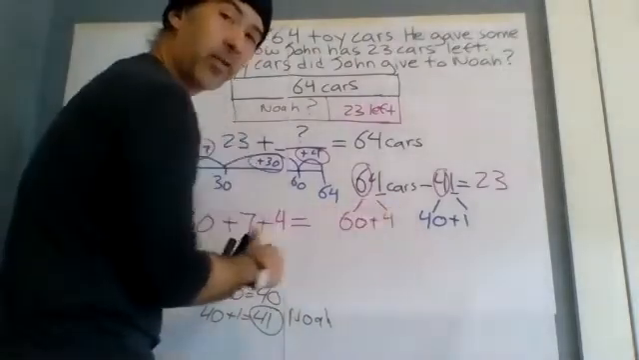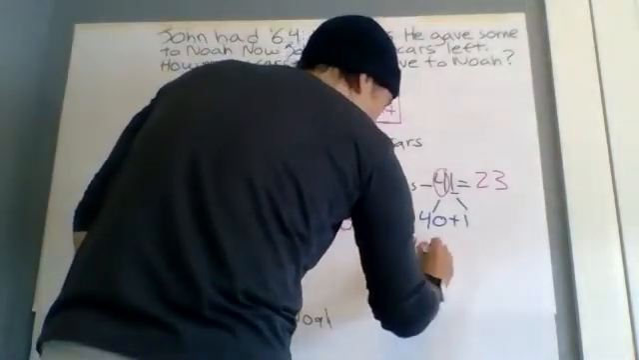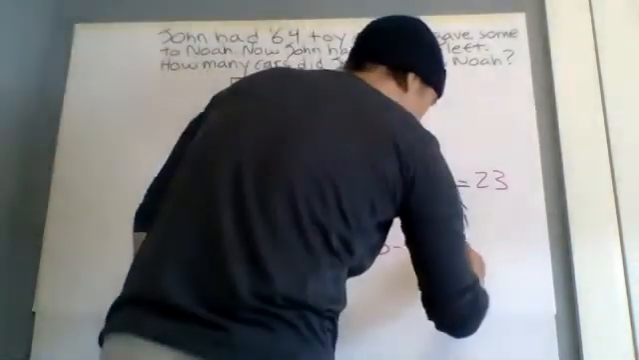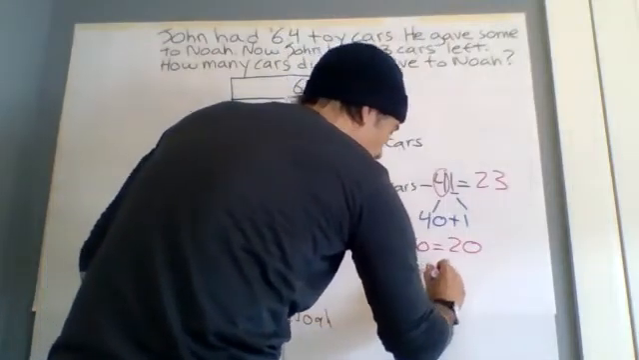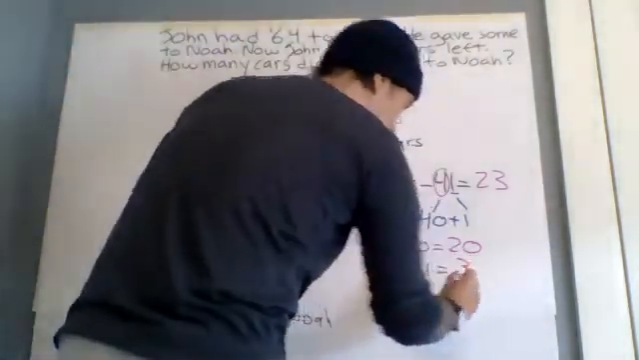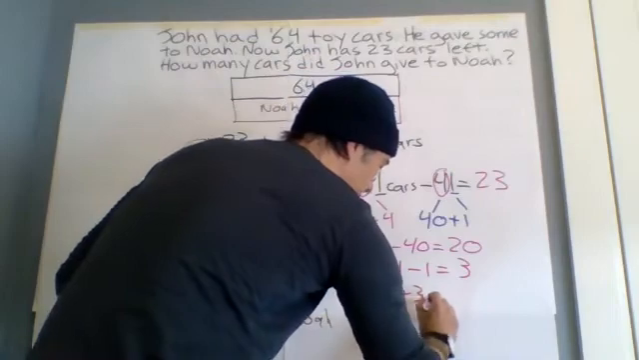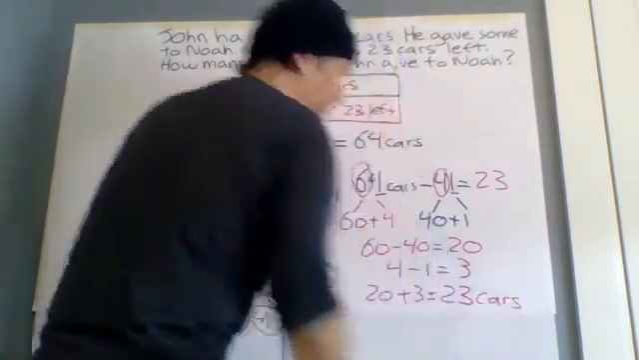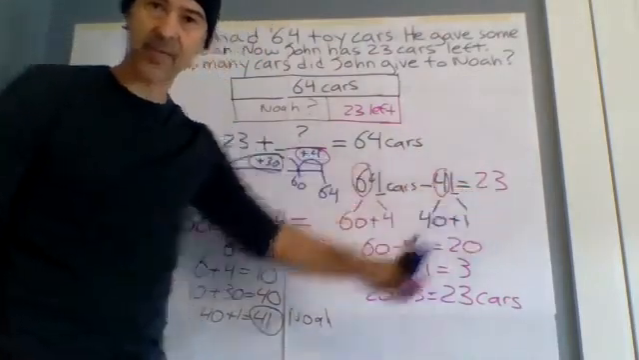I'm going to go to my tens first. What's 60 take away 40? 20. What is 4 take away 1? 3. What's 20 plus 3? 23 cars. 23 cars, the 23 cars he had left.